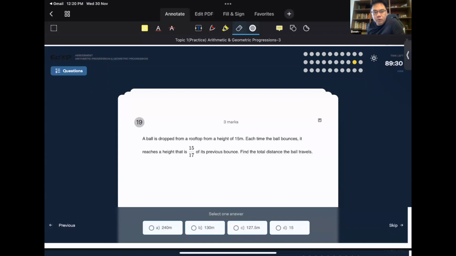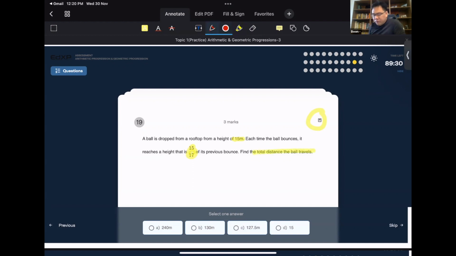Okay, so now I'll move on to some of our EdXP questions that can be found on our online platform. This question over here is a calculator question, so paper 2. A ball is dropped from a rooftop from a height of 15 meters. Each time the ball bounces, it reaches a height that is 15 over 17 of its previous bounce. Find the total distance the ball travels.